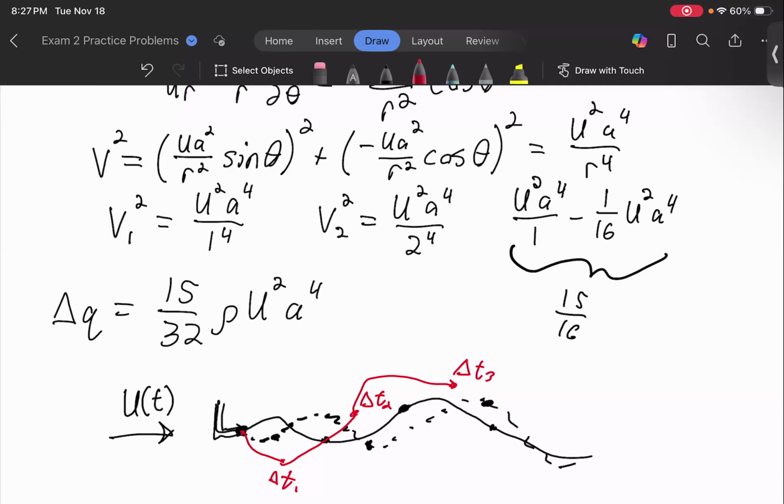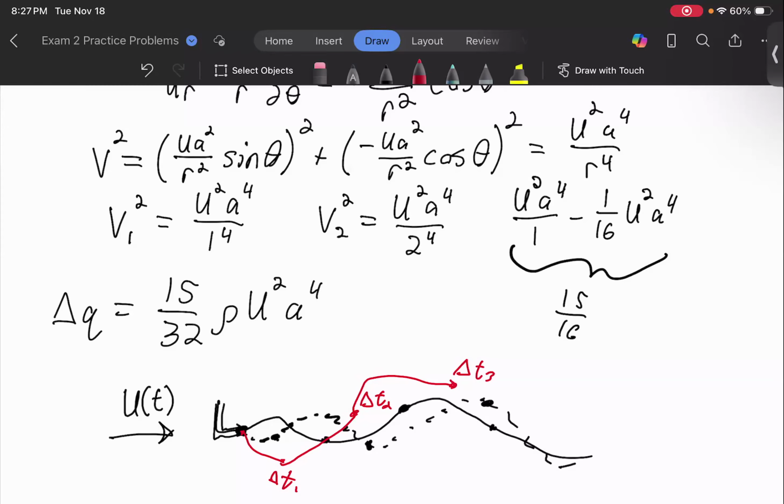But for the actual streak line, we're kind of just saying at one time, this is where all of the particles are. And then at a different time, there's some different streak line because the particles have changed, if it's an unsteady flow. Steady flow, it should just stay the same. Steady flow, they're all the same.